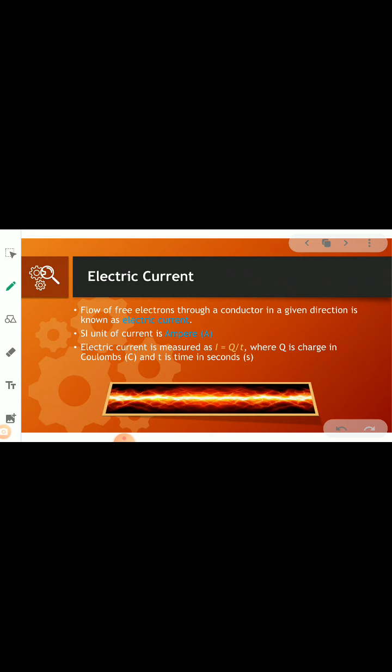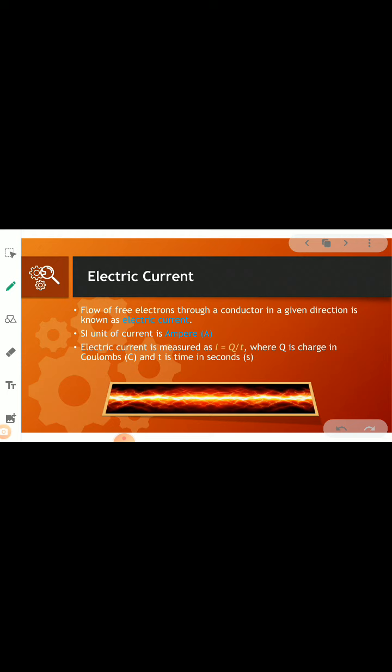Now you have understood about the charges. Which are the charges? That is nothing but the free electrons. The charges are the electrons. The flow of charge, that is the flow of electrons. Charge is nothing but the electrons here.